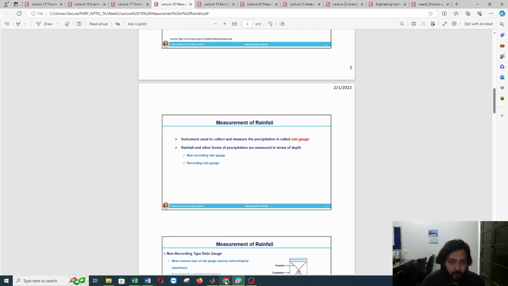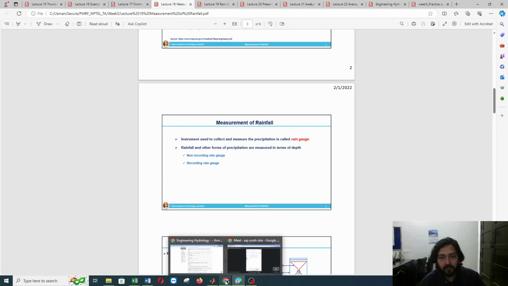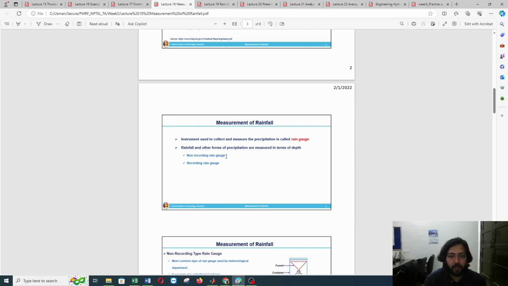So now we are going to cover the different ways of how we can measure the rainfall. The first one is by using instruments, and those instruments are called rain gauges. There are two different types of rain gauges. You can look on the screen also. One is called non-recording rain gauge and the other is called recording rain gauge.